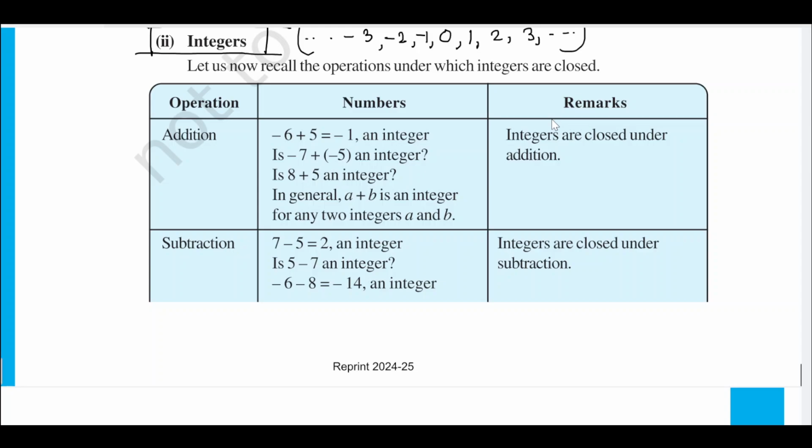So now we will check the closure property on various mathematical operations in case of integers. Addition. We are adding two integers, minus 7 plus 5. We get minus 1. Minus 1 is also an integer. Minus 7 plus minus 5 gives minus 12, also an integer. 8 plus 5 is 13, also an integer. In general, a plus b is an integer for any two integers a and b. That is, integers are closed under addition. Closure property is being followed.